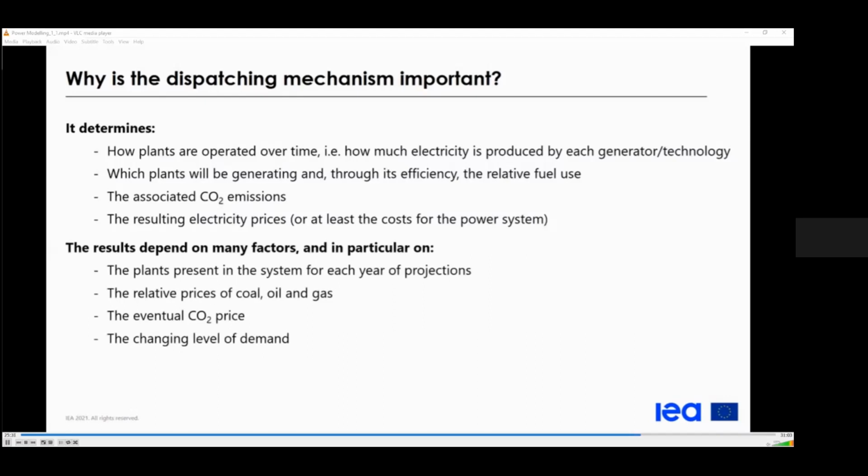And to sum up, the result depends on many factors. From the capacity addition mechanism, which plants are in the system for each year of projection, what are the relative prices of coal, oil, and gas that would impact the variable cost and therefore the merit order? Is there a CO2 price that would penalize the most carbon-intensive technology? And again, the changing level of demand.